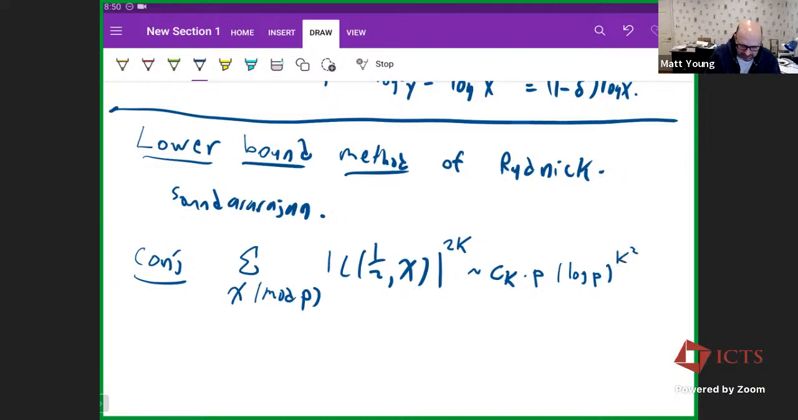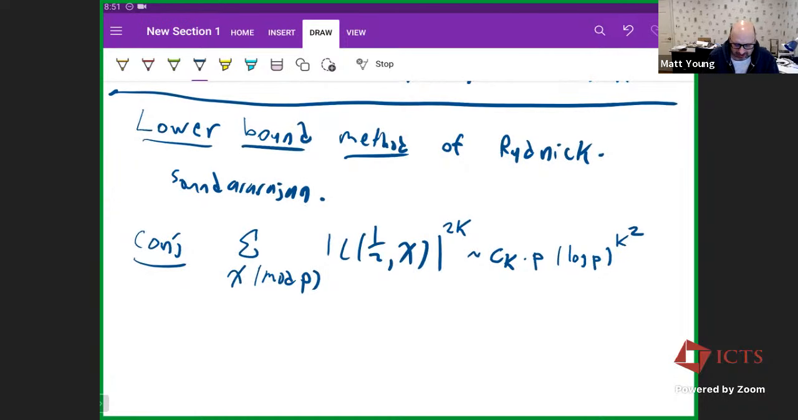Anyway, it's basically p and then log p to the k squared. So for example, just to check, if k is 1, that's our second moment, and you get p log p. And so this is a conjecture. This is a folklore conjecture for some period of time that there should be some kind of asymptotic like this.